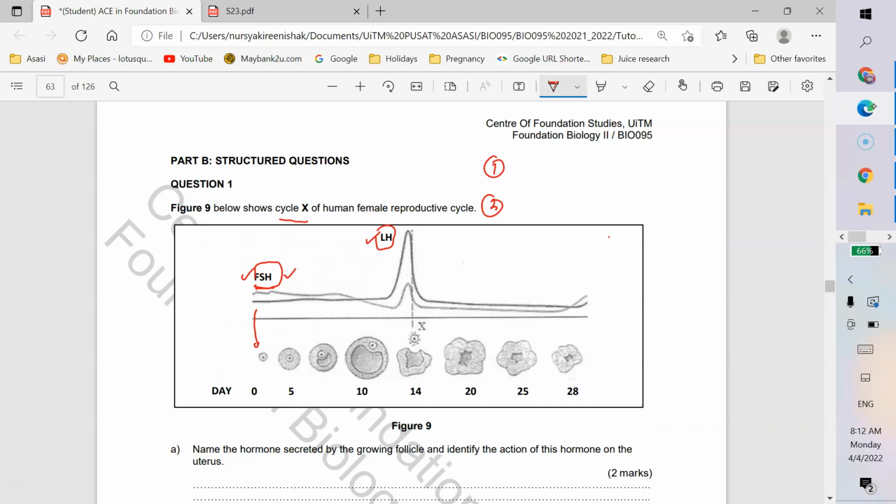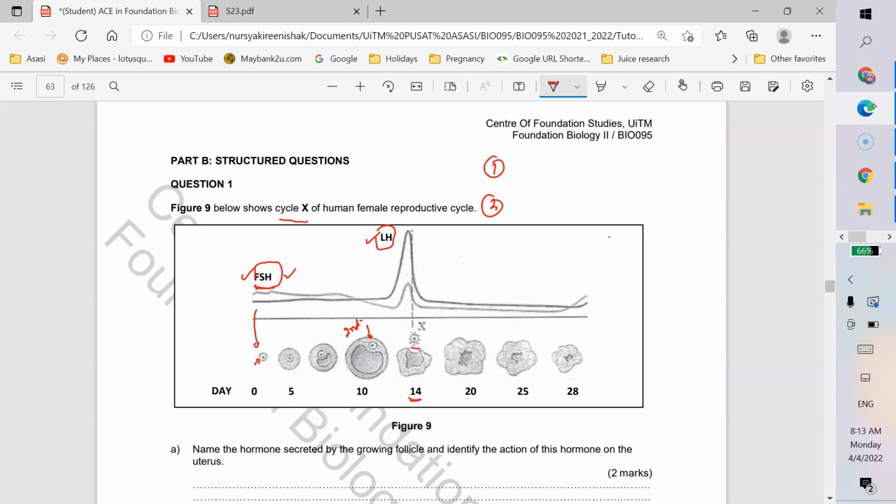As the follicle grows, the primary oocyte inside the follicle will resume the process of meiosis. The follicle contains a primary oocyte that stops at prophase 1 of meiosis 1. As the follicle grows, the primary oocyte becomes a secondary oocyte, which stops at metaphase 2 of meiosis 2. During day 14, ovulation will occur. Ovulation will release the secondary oocyte.